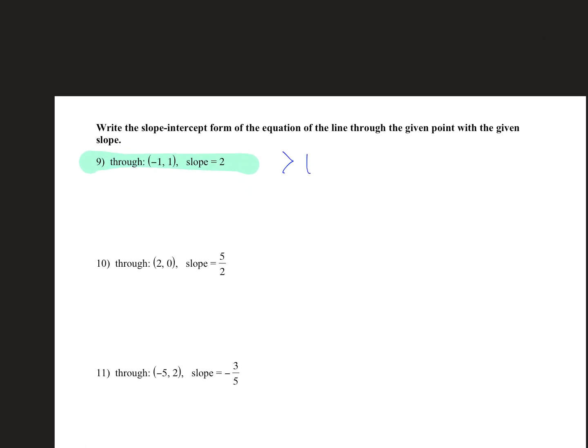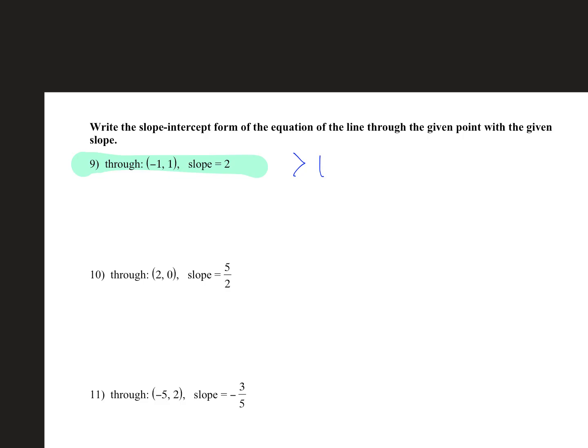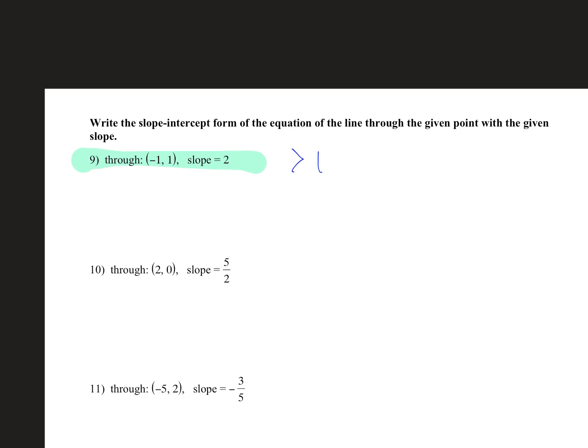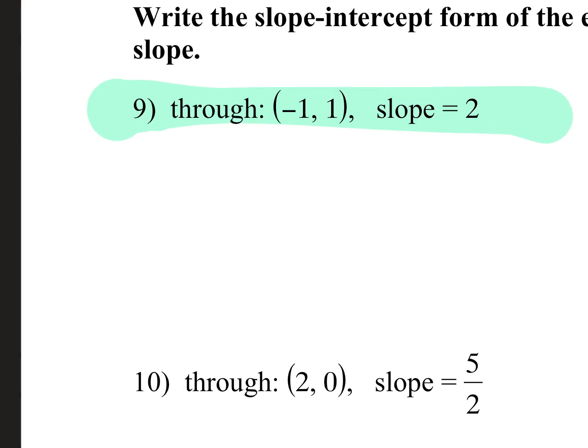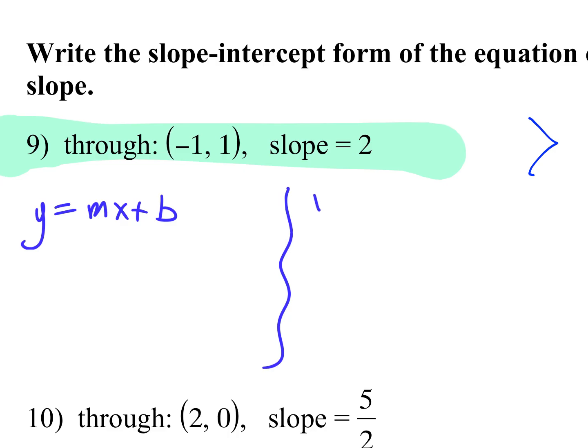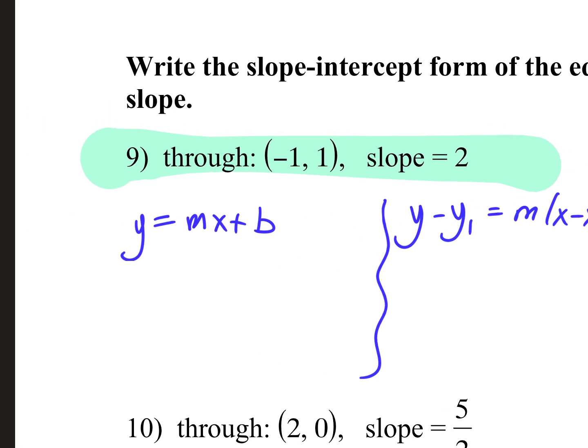All right, you're going to have a question right here. It says, write the slope-intercept form of the equation through the line with the given point and slope. All right, what is the slope-intercept form of an equation of a line? That's point slope. What's slope-intercept? Y equals mx plus b, okay? Go ahead and tell me what the point slope one is. The point slope is y minus y1 equals m times x minus x1. You can use either one of these, but the answer needs to be like this because it says slope-intercept form.